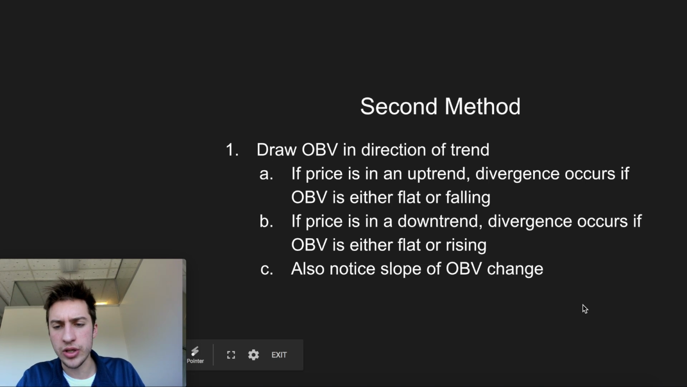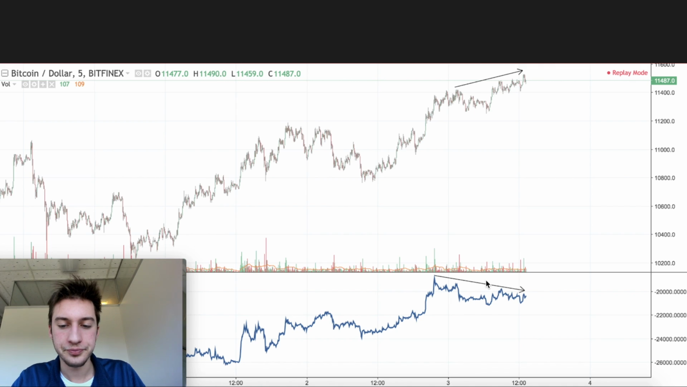The other method that you can use with divergence is not just looking from high to high or low to low, but to look at the overall trend. So what I mean by that is if price is in an uptrend, you're going to want to look for the overall OBV divergence to see if it's either flat or falling. And then in a downtrend, you would do the opposite. One more thing, and I know this doesn't probably make complete sense because I'm not showing any visuals yet, but notice the slope of OBV change as price slopes, and that's going to make a lot more sense when you actually look at a chart visually.